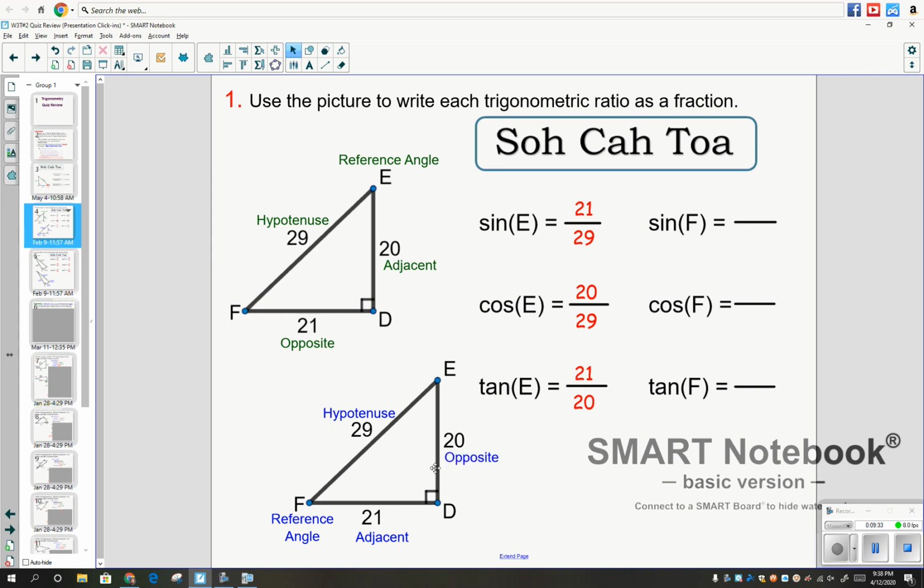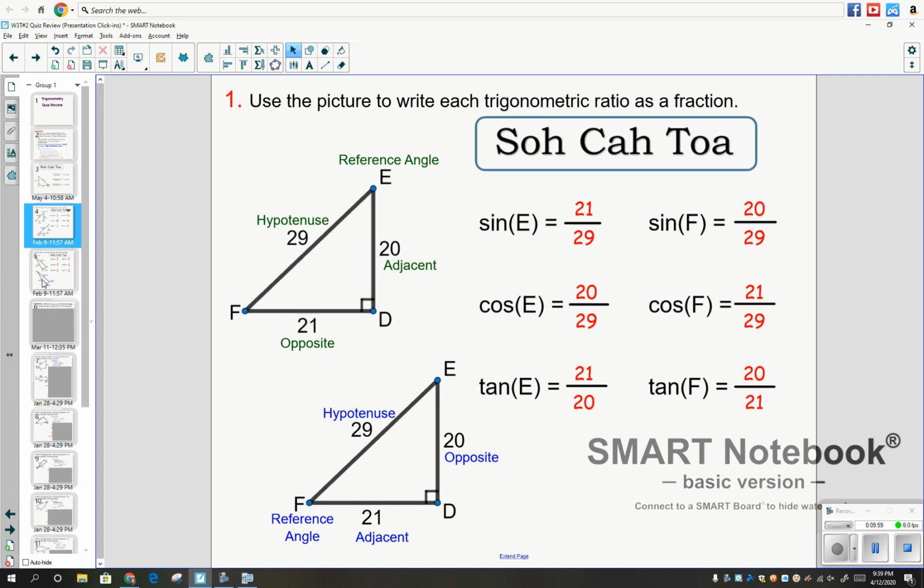So if I want sine of F, it's opposite over hypotenuse, it is 20 over 29. Cosine of F is adjacent over hypotenuse. 21 is adjacent, 29 is hypotenuse, it's 21 over 29. And tangent of F, TOA, opposite over adjacent, 20 is opposite, 21 is adjacent. My answer is 20 over 21.